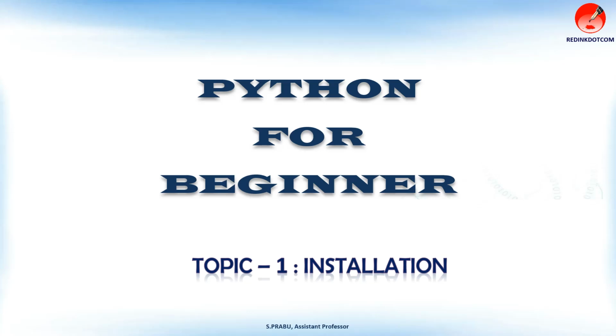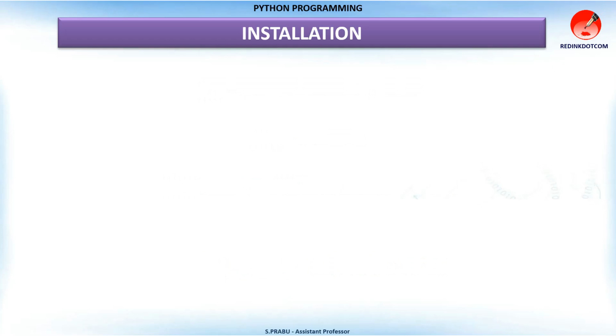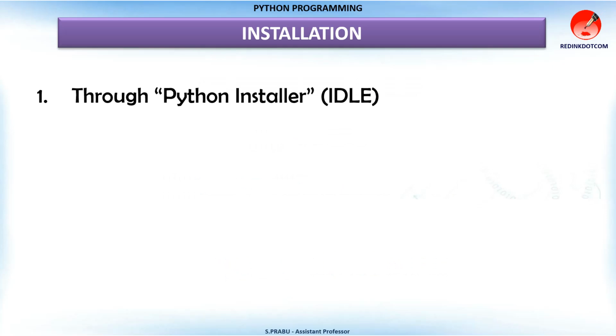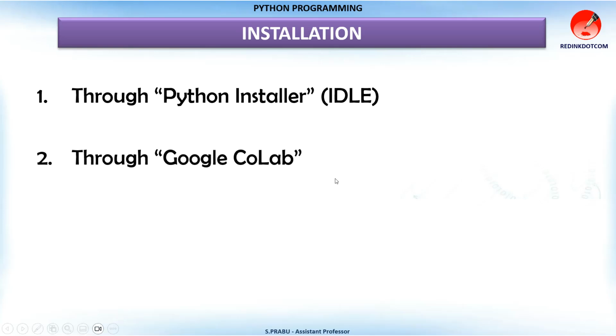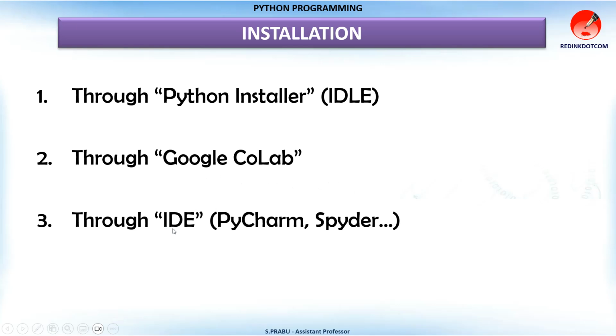Our first step will be setting up Python on your system. There are three ways to install Python on your computer. First one is through the Python installer. Second one is through Google Colab. Third one is through an integrated development environment like PyCharm and Spyder, etc.